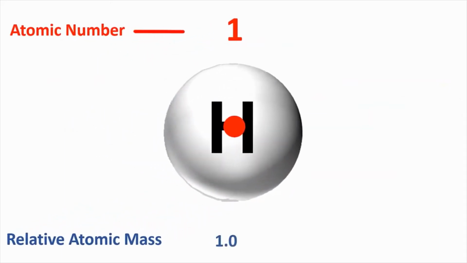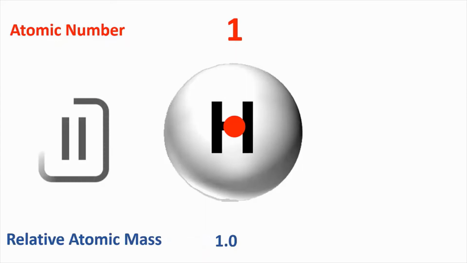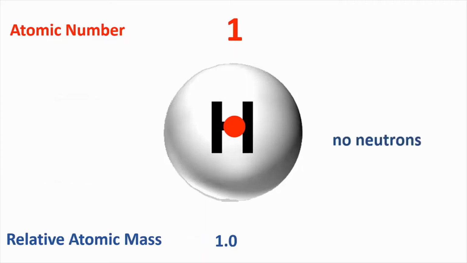Hydrogen's atomic number is 1, so its nucleus has only 1 proton, weighing 1. Its overall mass is also 1. So how many neutrons must hydrogen have in its nucleus? None. Its proton is the only particle in its nucleus. All of its mass is explained by this 1 proton.